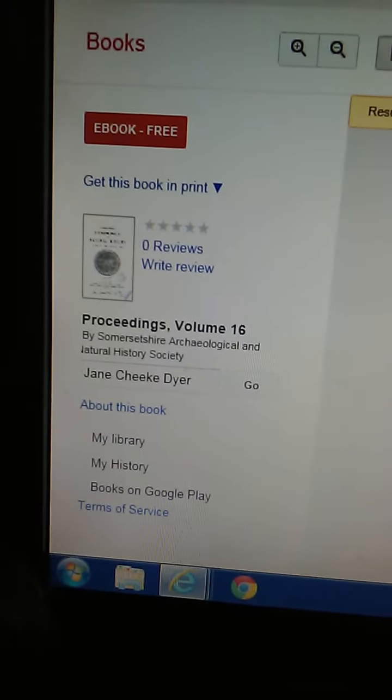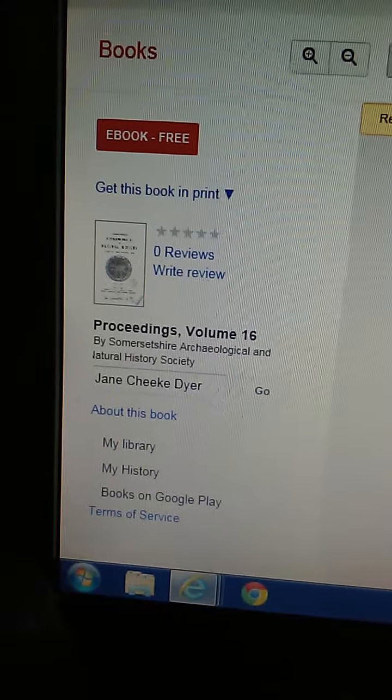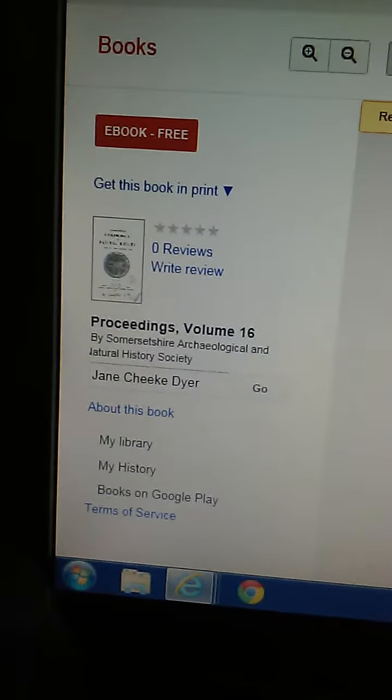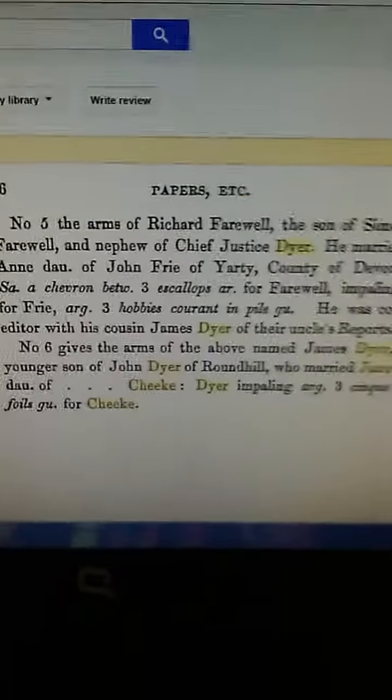So here's one book that mentions Jane Cheeke Dyer. You can pause and see the name of the book and Google it and read this document. It's also in several other books. I've found her quite a few different places and in wills. This just happens to mention it.